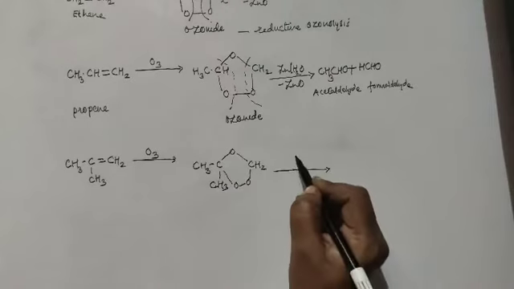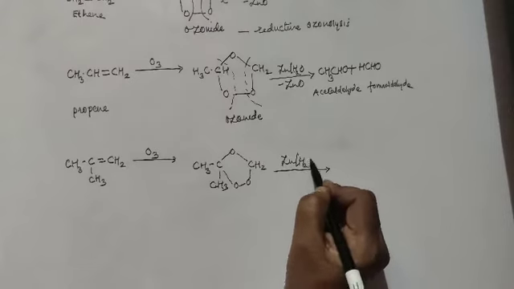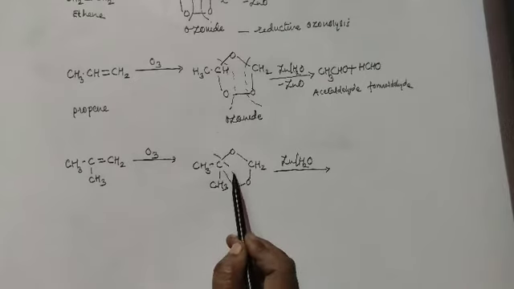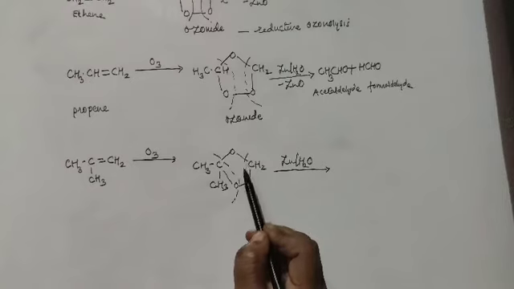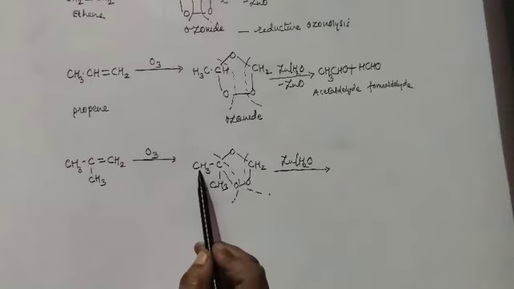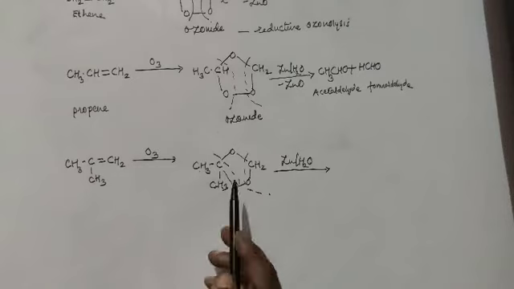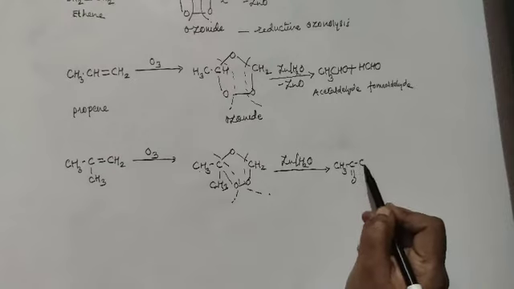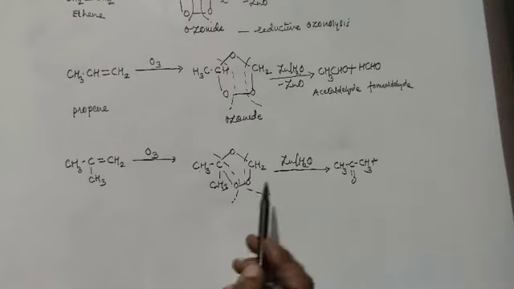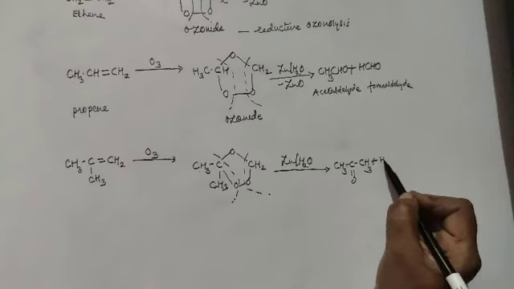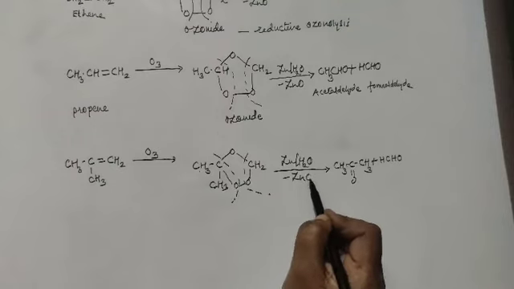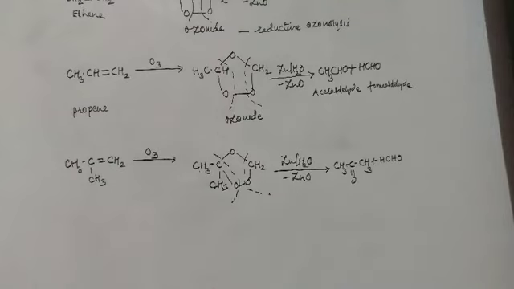Again this on treatment with zinc and water molecule, hydrolysis takes place and the cleavage, the breaking of this compound, gives you the final product. So the first compound is CH3-CO-CH3, acetone. This is your ketone. The second compound is CH2O, that means HCHO, with removal of zinc oxide. So all these reactions are known as reductive ozonolysis.